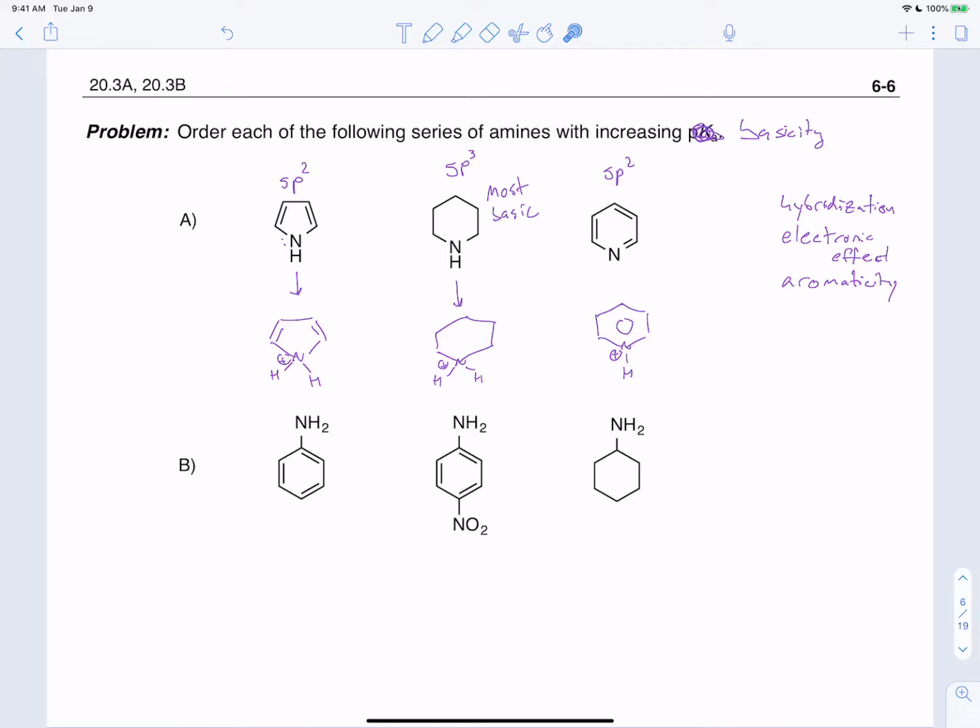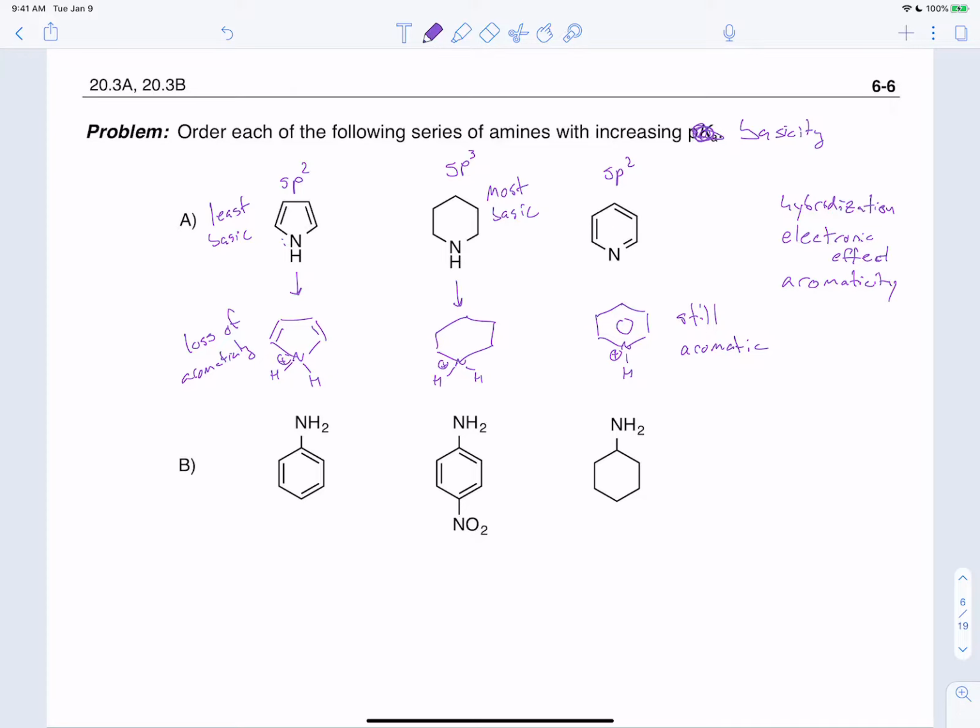There's not a lot of electronic effects you can see now, but we do see that if you try to protonate pyrrole, we end up losing aromaticity. Whereas pyridine is still aromatic. So that means we would say that pyrrole would be the least basic. It has the biggest energetic penalty upon being protonated, and it also has a nitrogen that is sp2 hybridized.